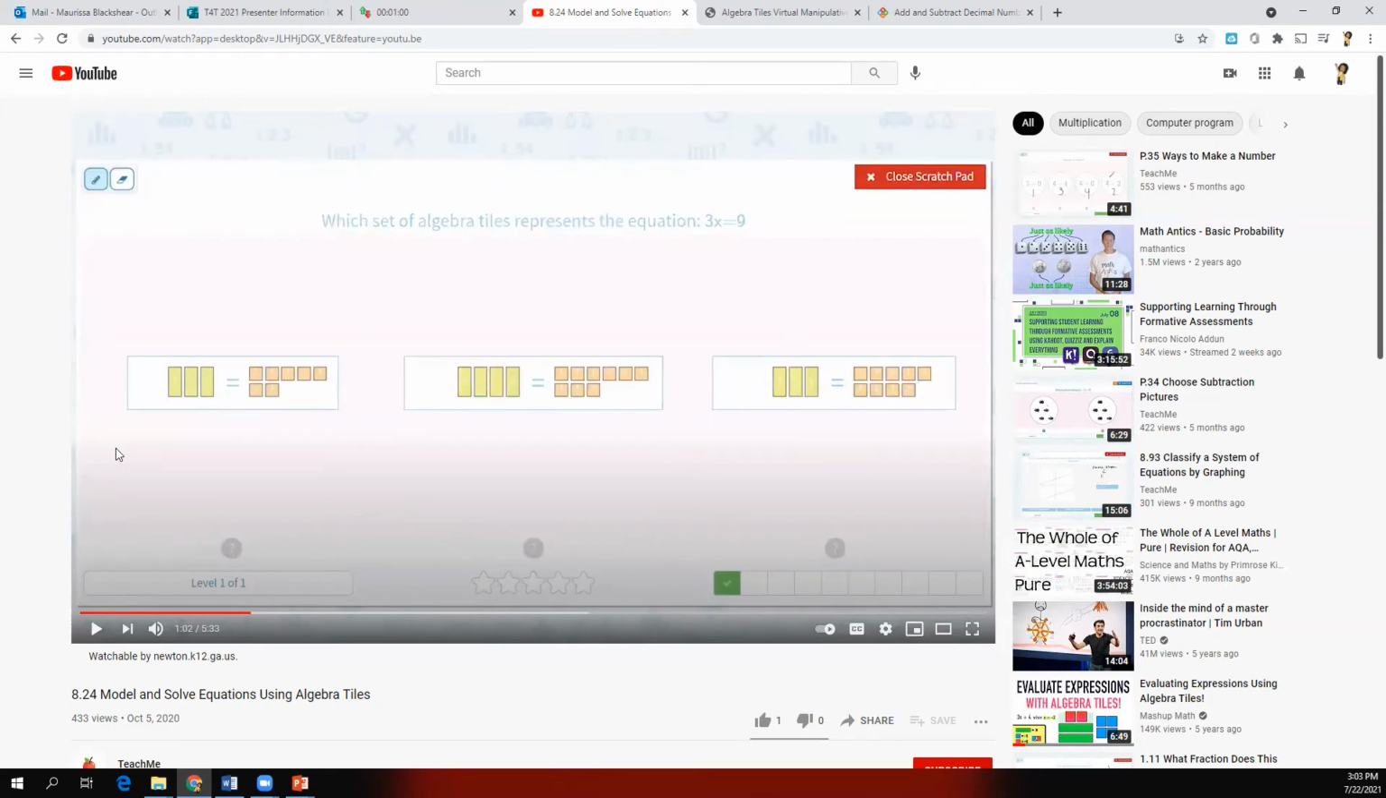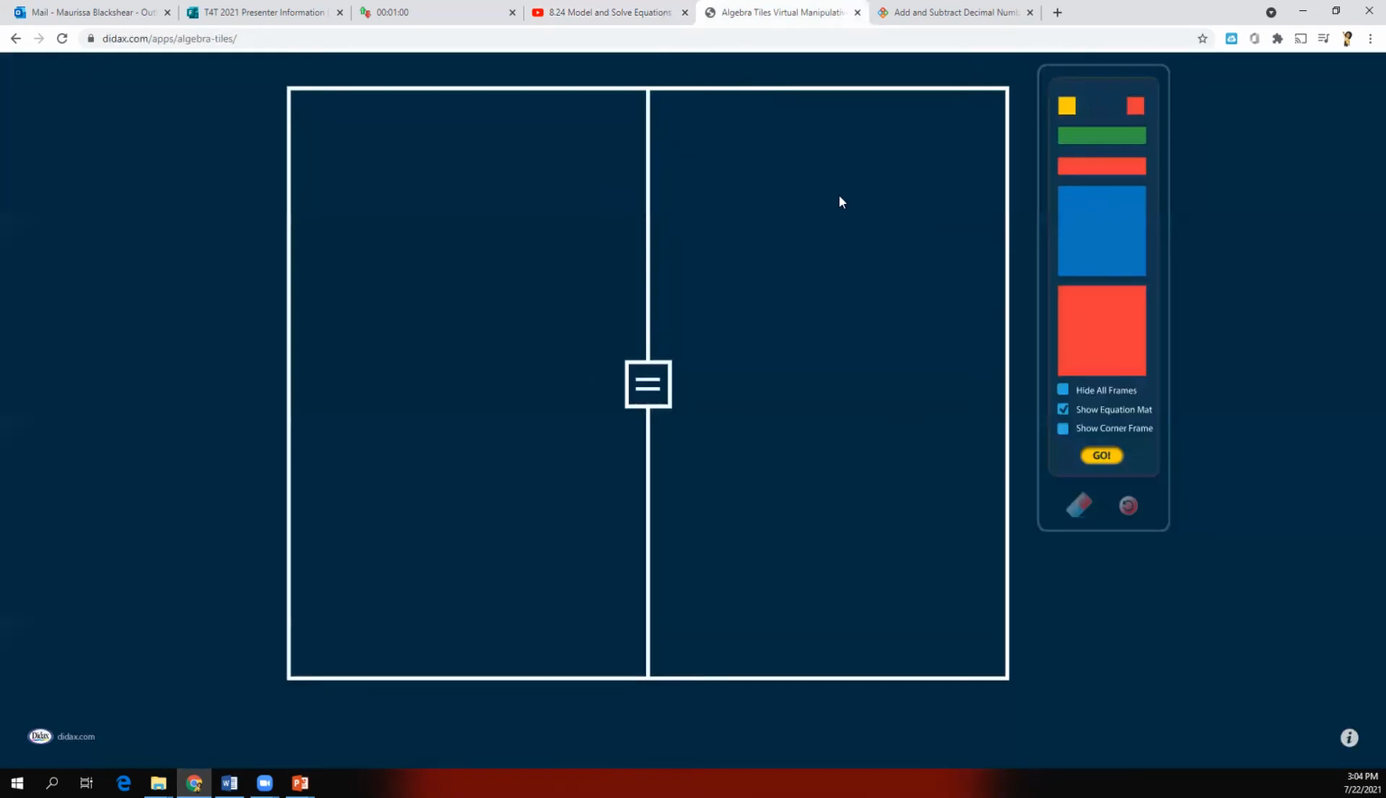This is also an opportunity where you could probably go ahead and give them the manipulatives either in person, or you could pull up an algebra tile, split screen, so that they can model 9. And then they will model 3 x's.